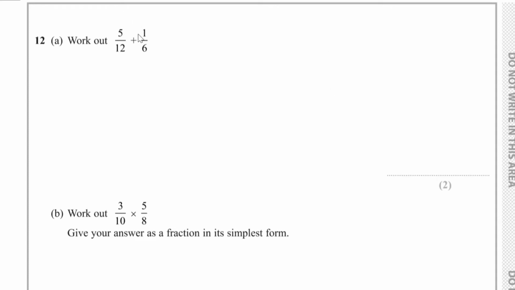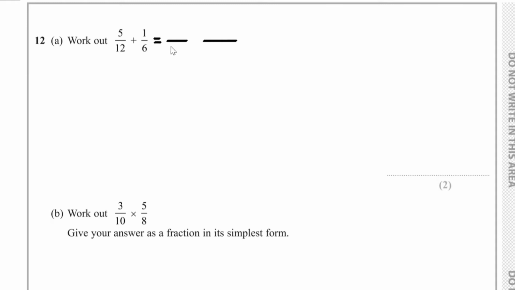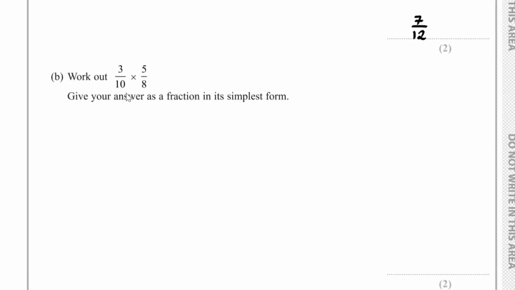Question number 12. For part A, we have to work out 5/12 plus 1/6. Well, we can write each of these fractions with a common denominator of 12. So I've got 5/12 plus, now here I've got 1/6, which is the same as 2/12. And adding these together, what we end up with is 7/12. So we have 7/12.